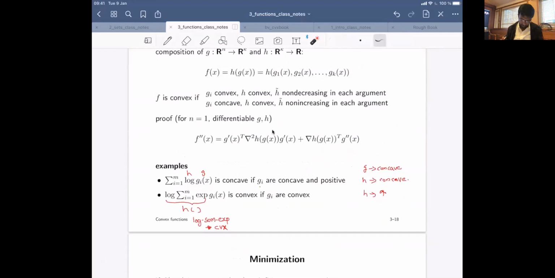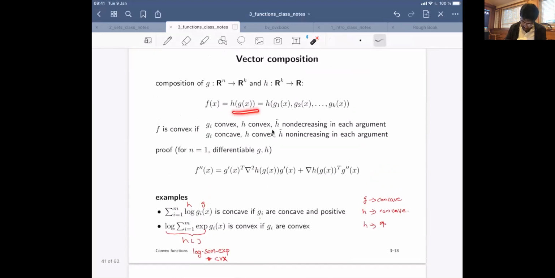So now, if you consider the original composition, my h is like a log, and we have g and h here. Now what is this doing? h is log, so h is concave, because the negative log is convex, so log will be concave. And h is increasing, log is an increasing function. And g is concave, it is given.